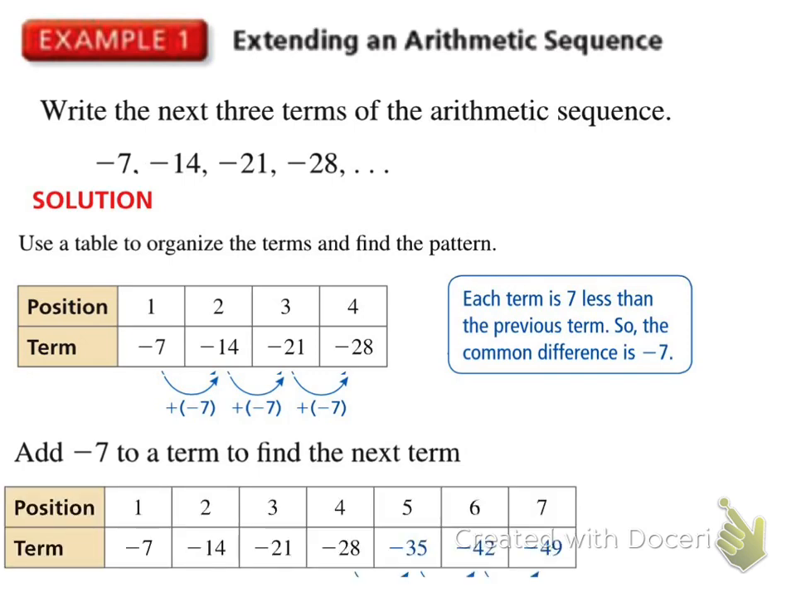And like I said, we add 7, and that's how we get our next three terms. Questions? All right. So the next three terms, if you were to answer, would be negative 35, negative 42, negative 49.